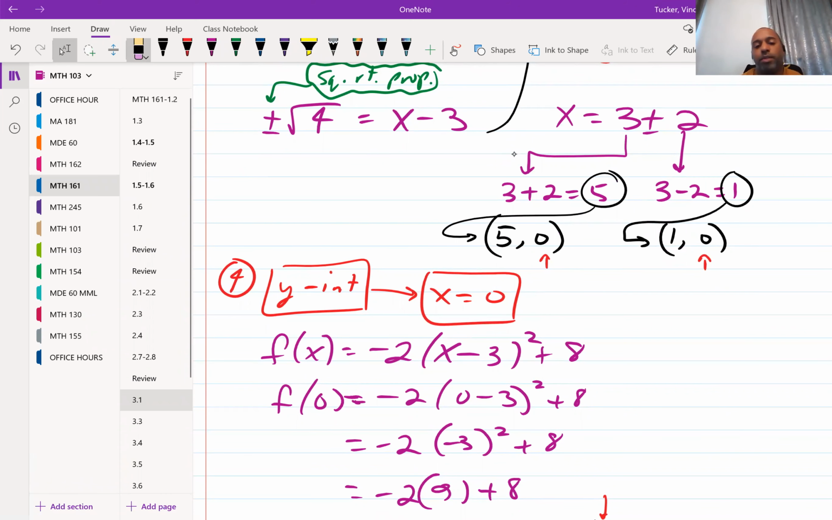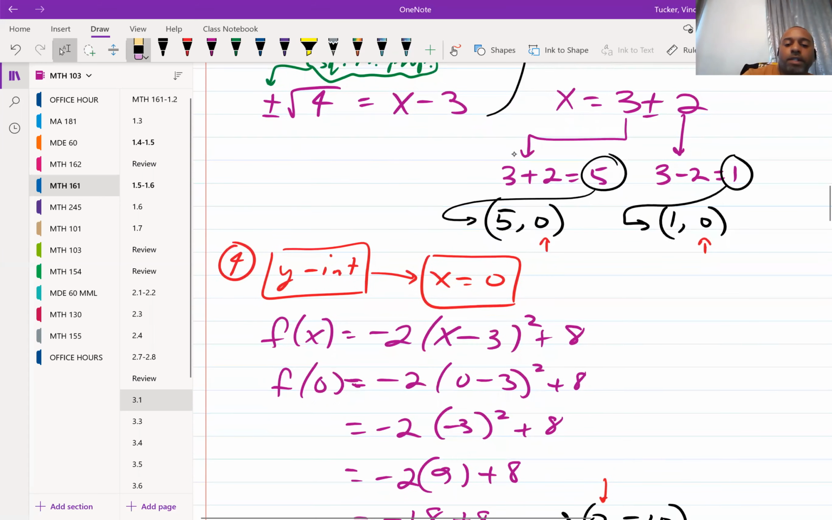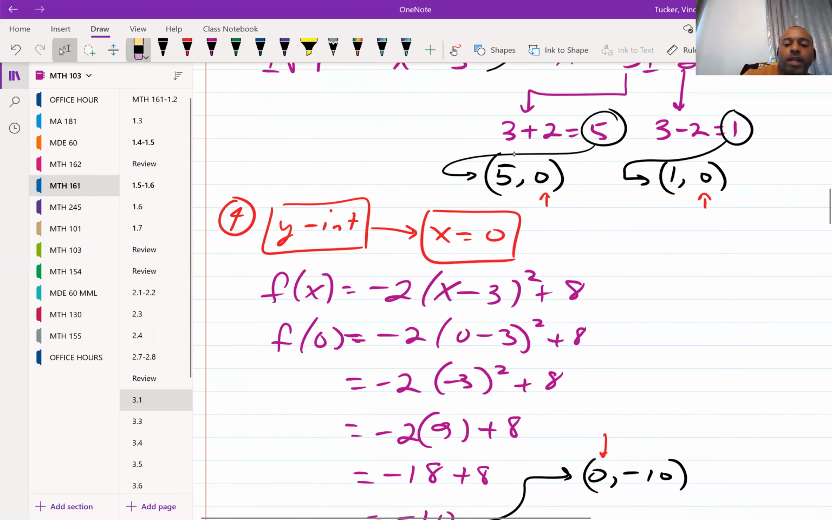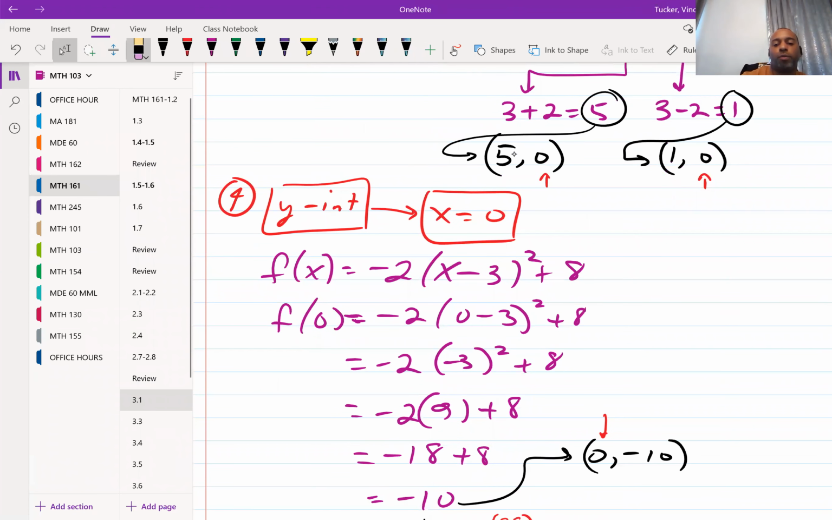For x. So -2 times (0 minus 3) squared plus 8. -3 squared is 9. -2 times 9 is -18. -18 plus 8 is -10. So the ordered pair here is going to be (0, -10). So this time x is 0. That's why 0 goes first when you're looking at your y-intercept.